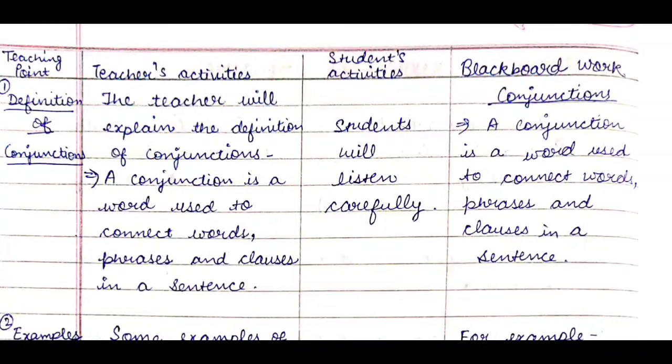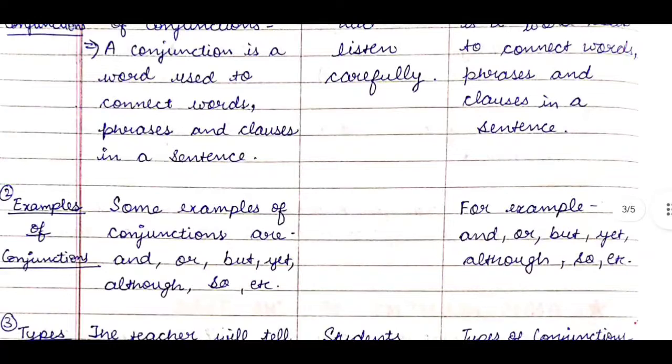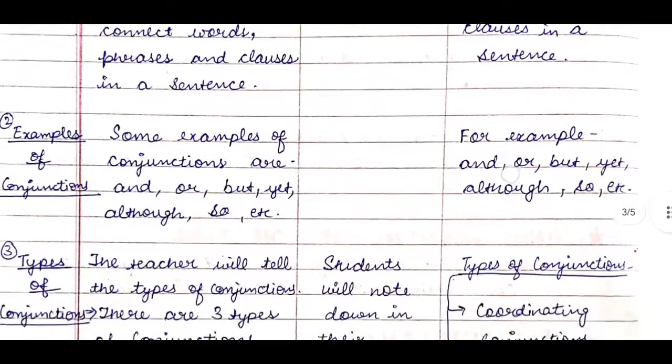Okay, after that, second teaching point is examples of conjunctions. So we'll give them examples. Okay, so some examples of conjunctions are and, or, but, yet, although, so, etc. You can write any, and we'll write the same thing on the board also.